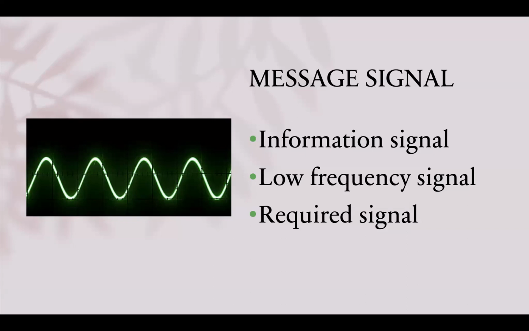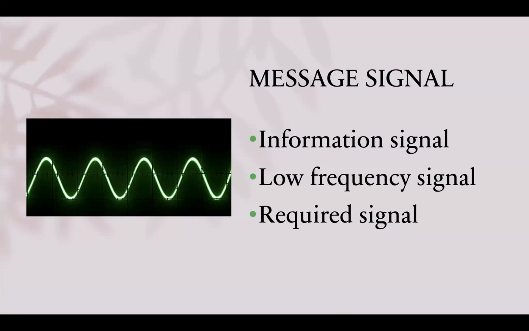The signal that we transmit is called the message signal or the information signal. Generally, it is a low frequency signal. For example, when we transmit any audio signal, it is a low frequency signal. Any audio signal frequency ranges between 20 Hz and 20 kilohertz. Usually, for any human being, the voice signal is somewhere around 3 kilohertz.